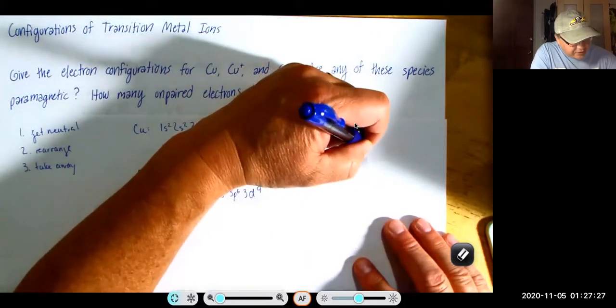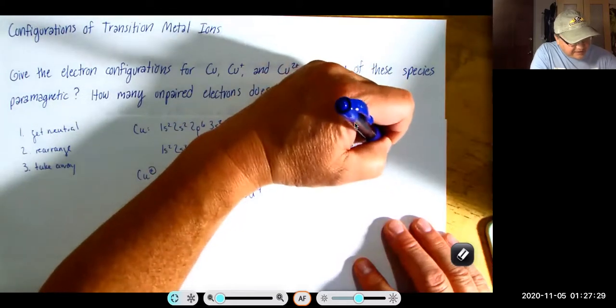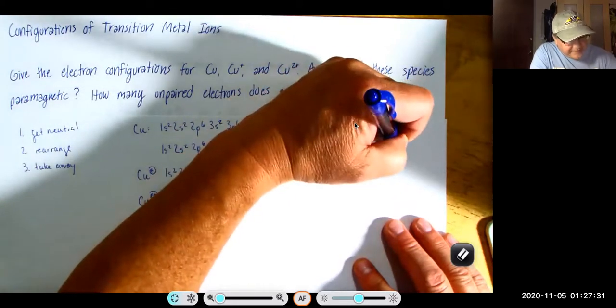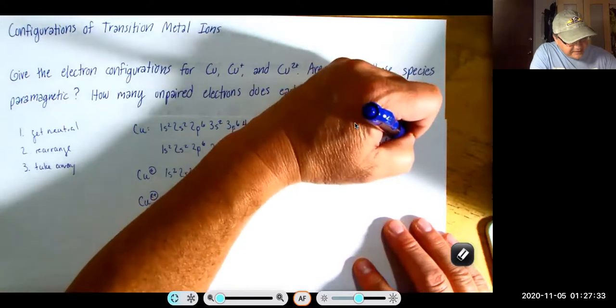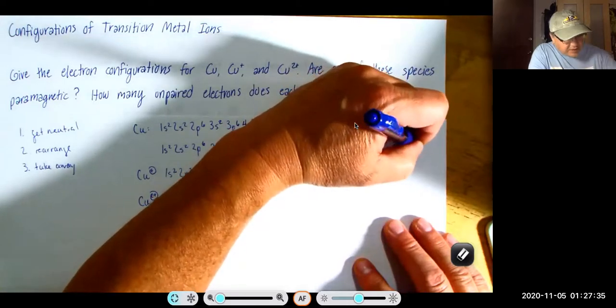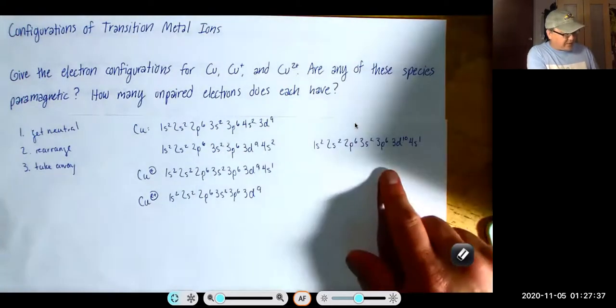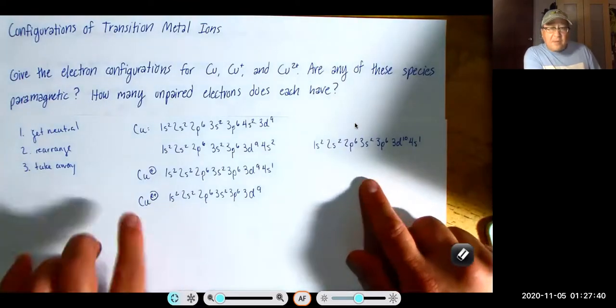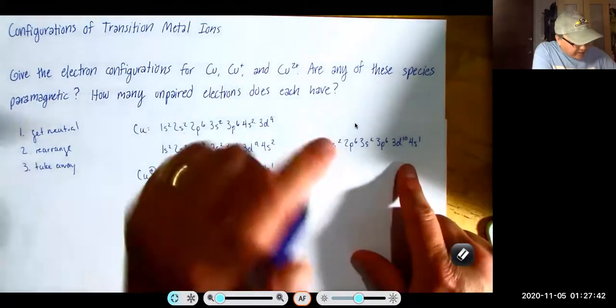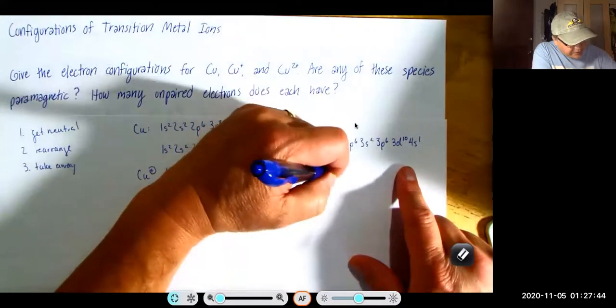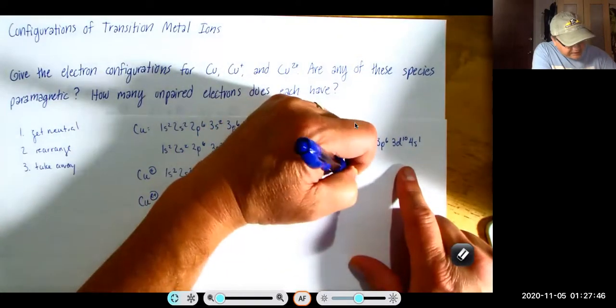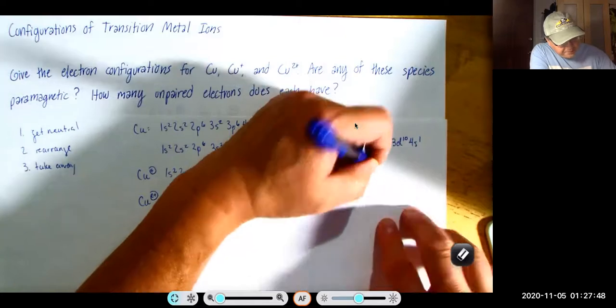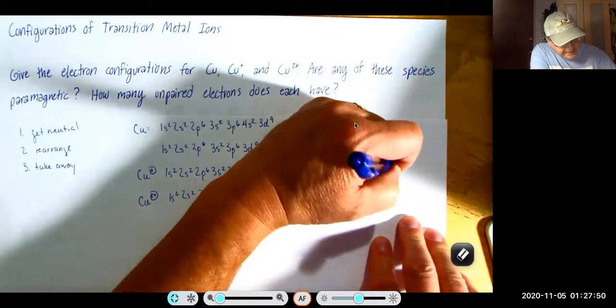So if we take a look at the real electron configuration of copper, it's 1s2, 2s2, 2p6, 3s2, 3p6, 3d10, 4s1. That's the real electron configuration. So what would we get for copper +1 using this? We'd get 1s2, 2s2, 2p6, 3s2, 3p6, 3d10.